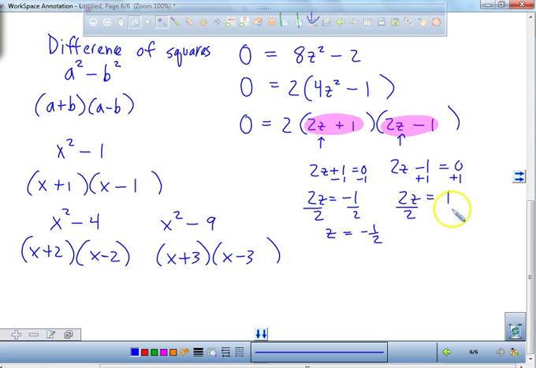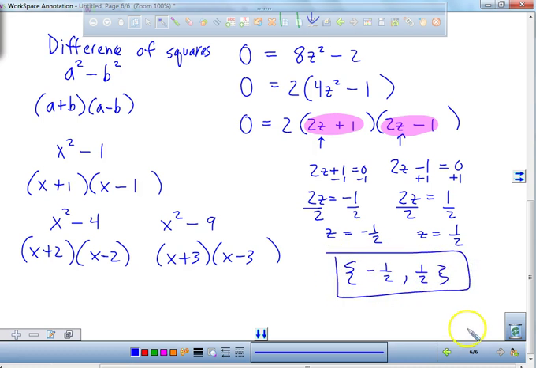Over here, we're going to do the same step. Divide both sides by 2. Z could also equal a positive 1/2. So we have two possible solutions to our original problem. So write this down as a solution set. Negative 1/2, comma, 1/2. These are two possible answers. They both may work. One of them may work. Maybe they both don't work.